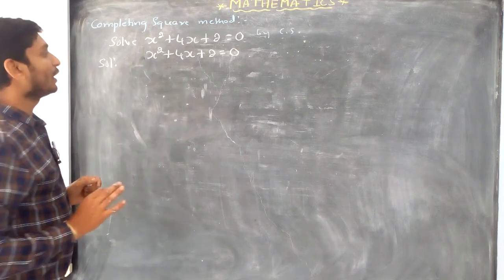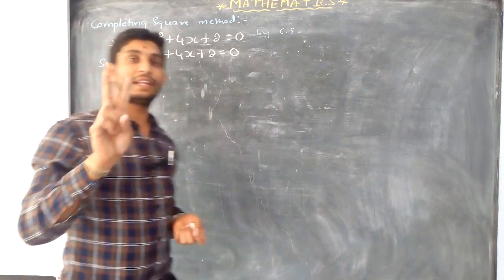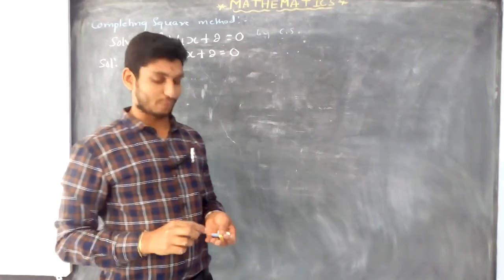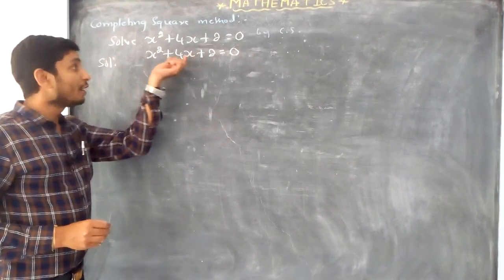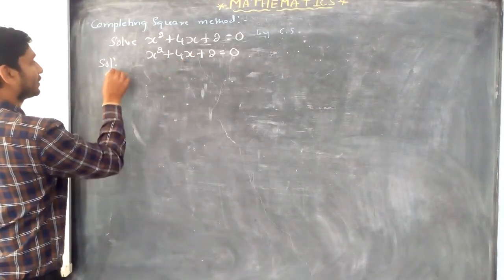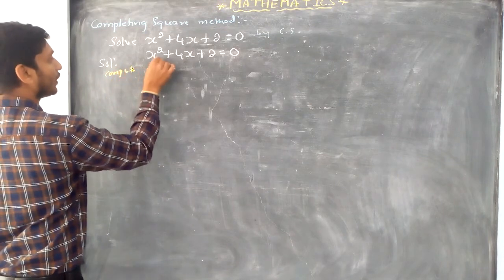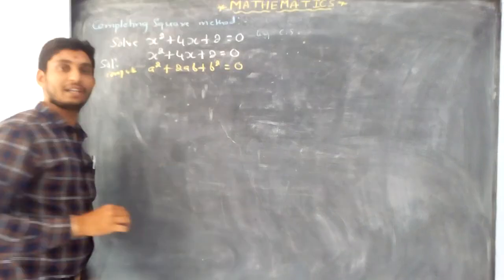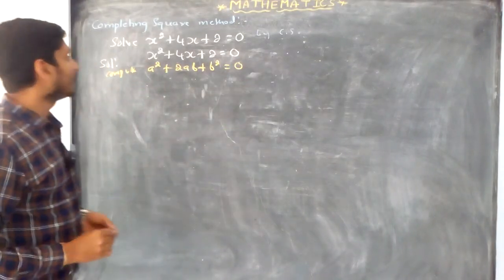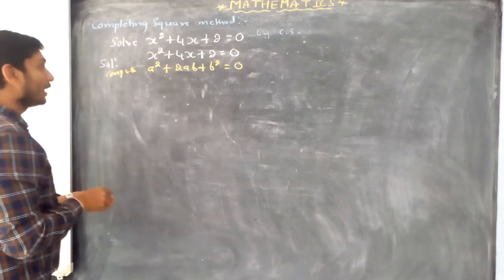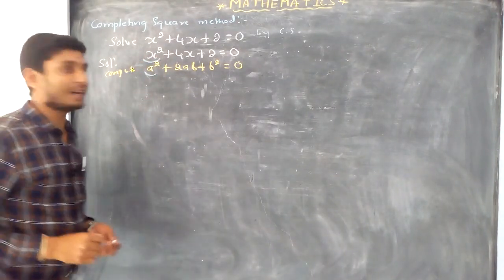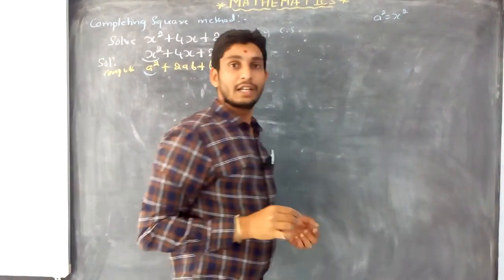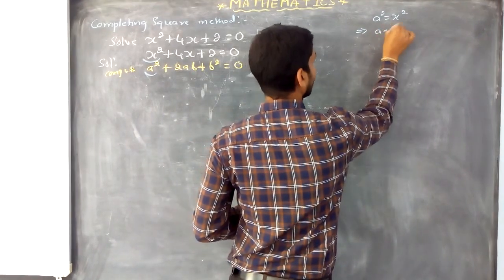Now see here, with which you have to compare. There are two identities. One is a square plus 2ab plus b square, another is a square minus 2ab plus b square. Here with x, plus is there, so that is what you have to compare with: a square plus 2ab plus b square. Since 0 equals 0 is there, you can write equals 0. Now see, in the place of a square, what is there? x square is there. I will write here a square means x square, which implies a is equal to x.